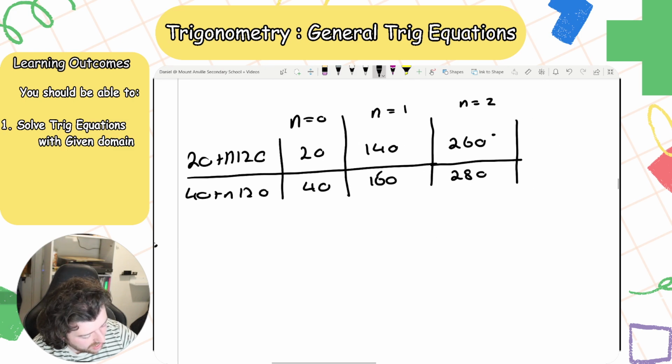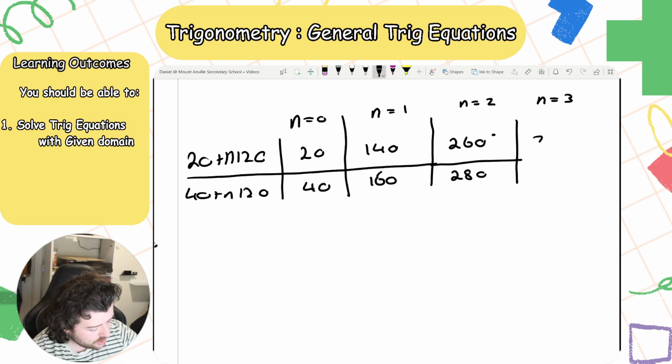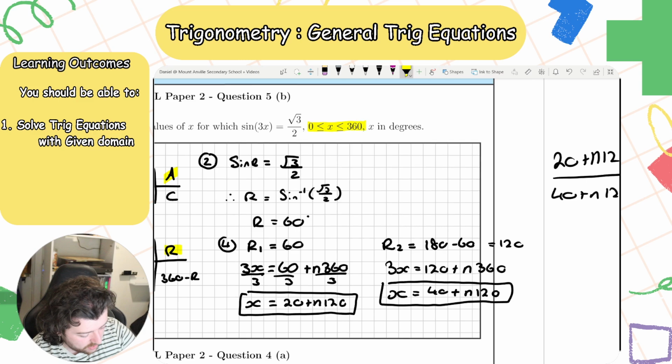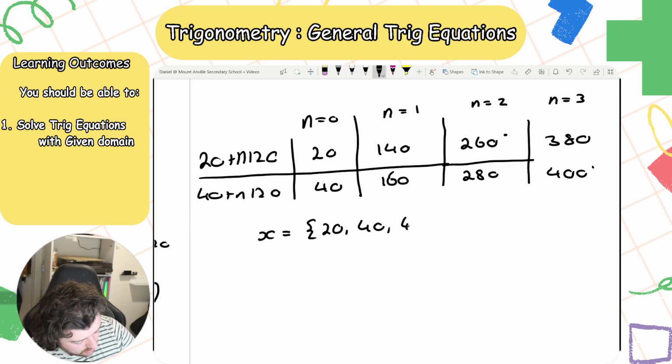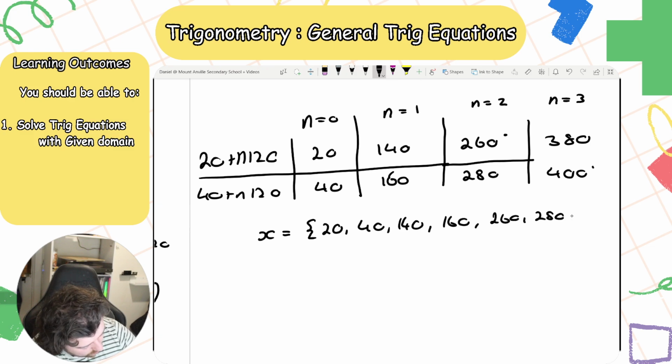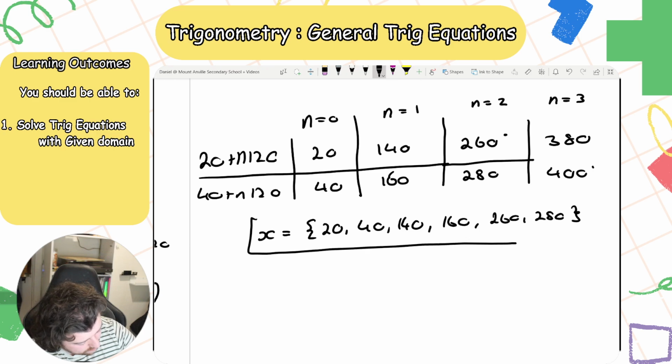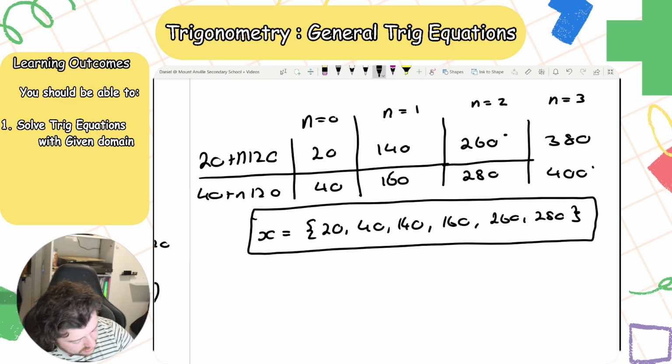And look what happens now if I add another rotation here. 20 plus 3 times 120, that's 20 plus 360, which is 380. 40 plus 3 times 120 is going to be 400. So if you recall, my domain is between 0 and 360. So my solutions for x are 20, 40, 140, 160, 260, and 280. There are all my solutions there.